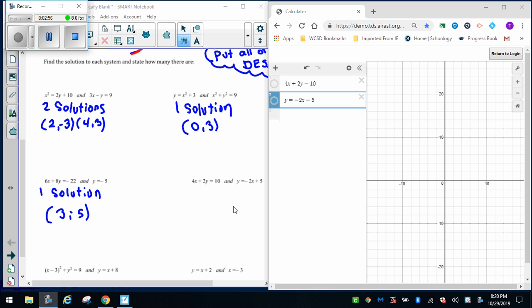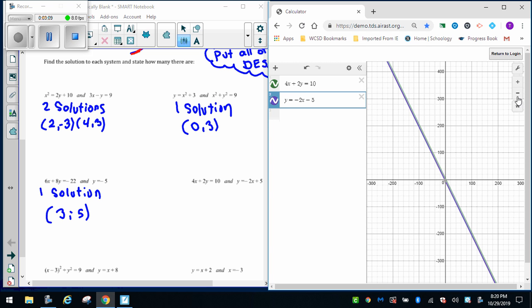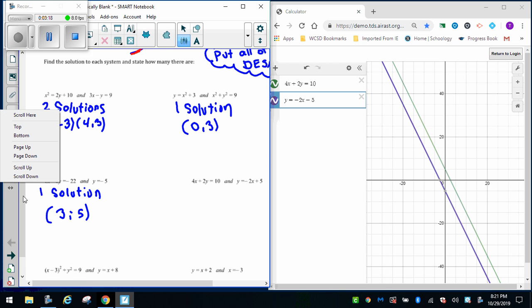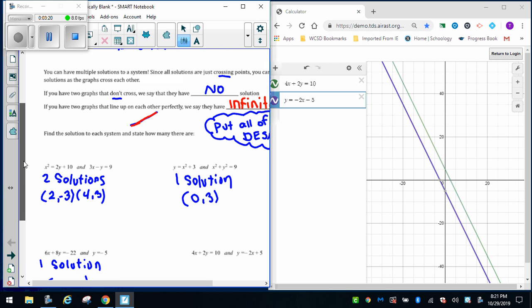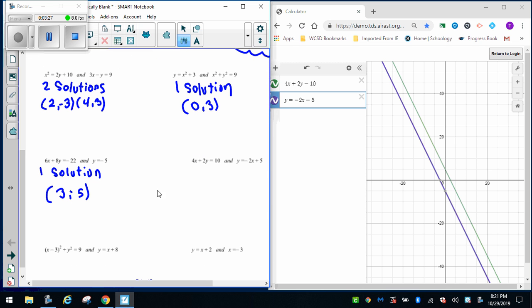The next example gives us an equation of two lines. The first one is here in green, and the second one is in purple. And I'm just going to zoom out to show you that no matter how far we go, these lines will never, ever cross. They're what we call parallel. So in our notes, it shows that if you have two graphs that don't cross, we say they have no solution. So in this case, we're just going to write the words no solution.